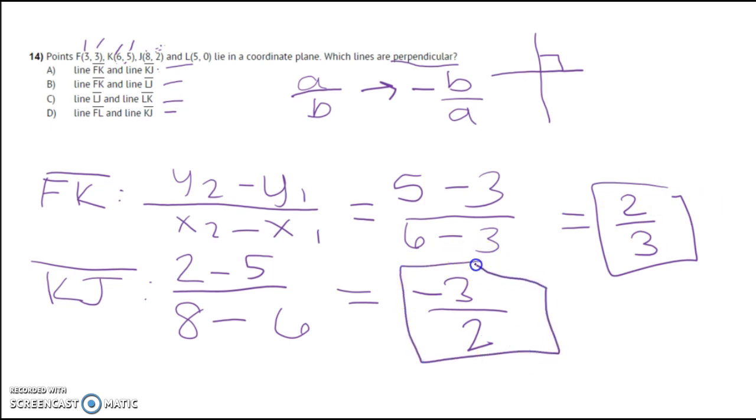Does this make them perpendicular? Actually, it does. We got lucky that the first one we tried is a set of perpendicular lines here. 2 over 3, if we take the opposite, that means we change the sign. It was positive, we change it to negative here. And then reciprocal, flip the fraction. Instead of 2 over 3, 3 over 2. So actually, A is your correct answer. Those lines are perpendicular.